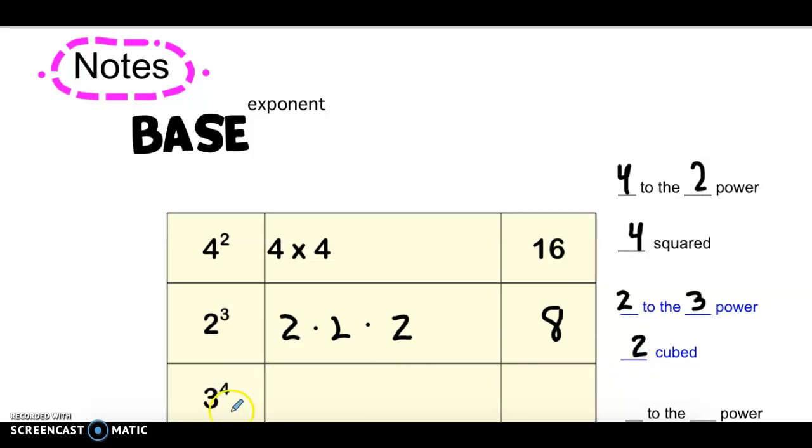The last one says 3 to the 4th power. There's no other way to read it. It's just 3 to the 4th power, and that means 3 times 3 times 3 times 3. And I know 3 times 3 is 9, and another 3 times 3 is 9, and 9 times 9 is 81. So that's 3 to the 4th power. Please pause this video so you can write this down. These should be in your notes.